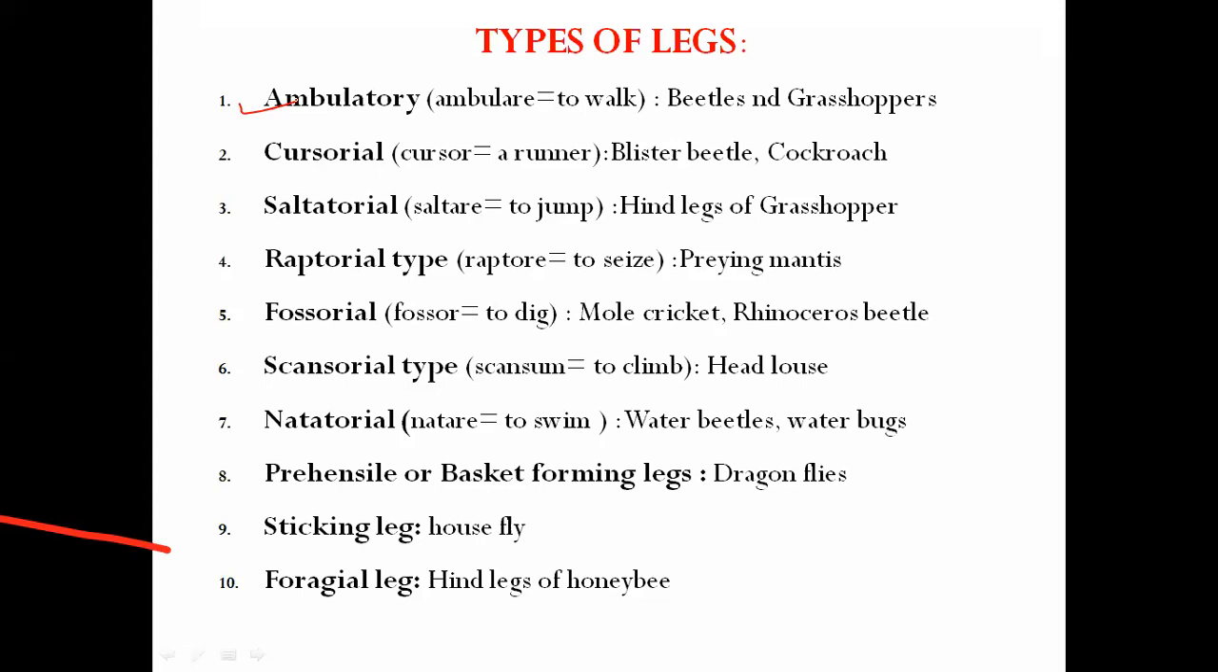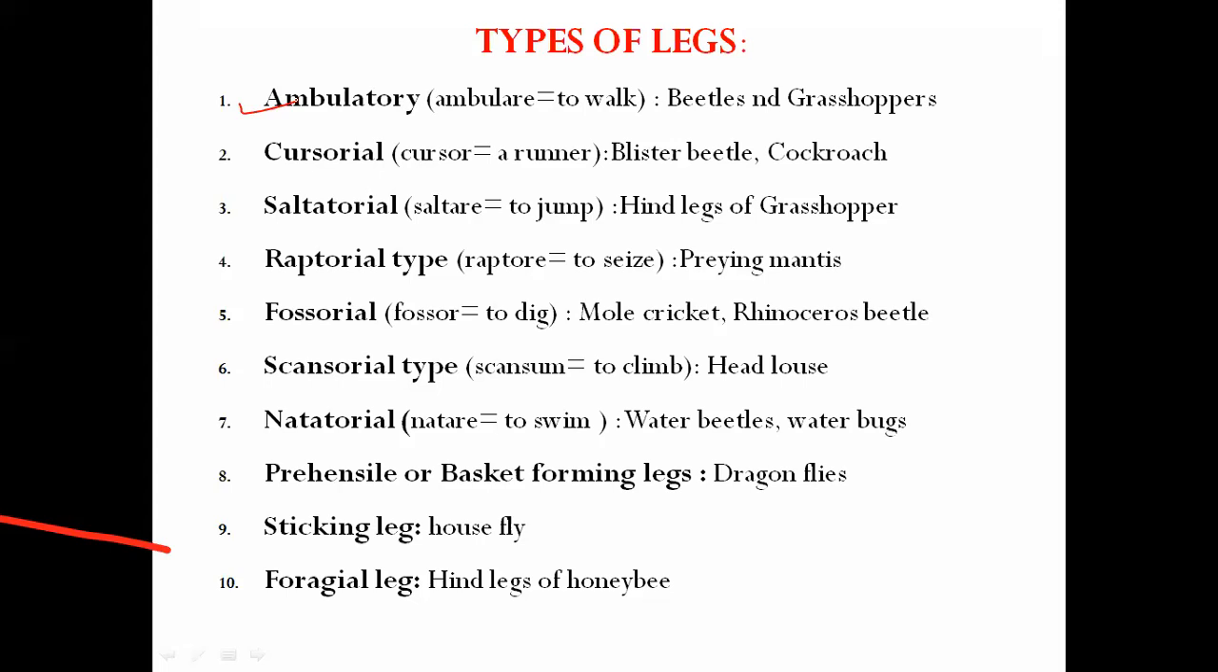Okay, somewhere like the same size, somewhere modified. Okay, in between, like in the length, equal length, and these are adapted for walking. Example is beetles and grasshopper.